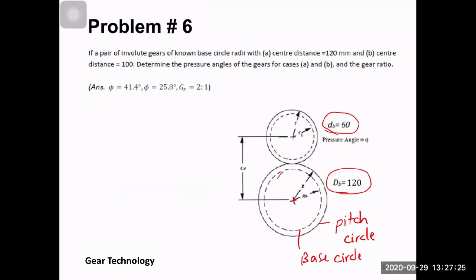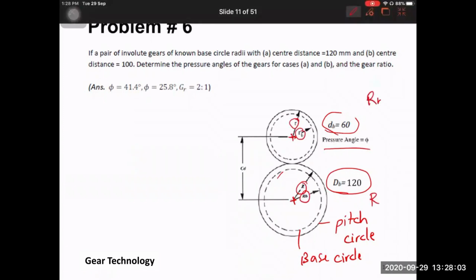The distance from here to here is the center distance, and the pressure angle is phi, okay? And there is a relation between capital R, R_B, and small r and r_B. So R_B is equal to R cosine phi, and r_B is equal to r cosine phi.